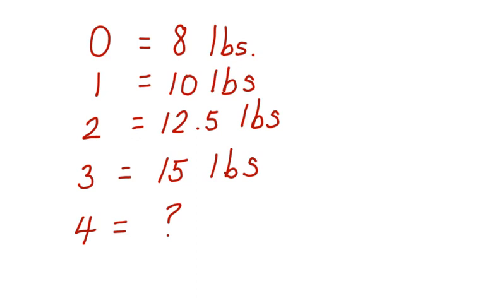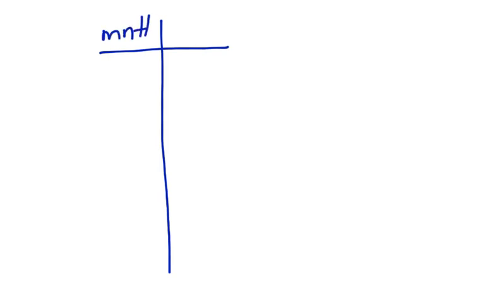Well, first, let's rewrite these values in a table. We can write a table by putting the months on one side of the table. We can put the months here. We abbreviate that month. And then the weight here.